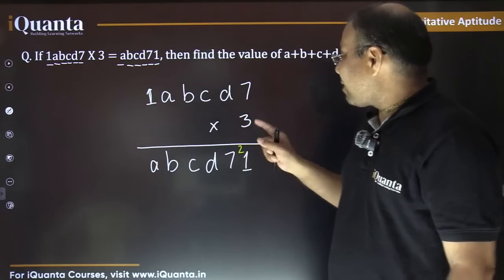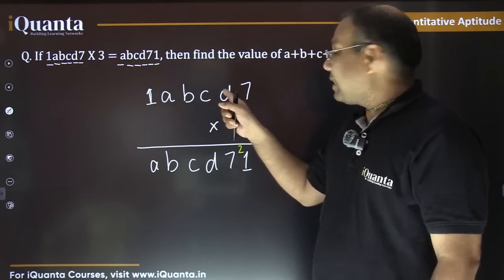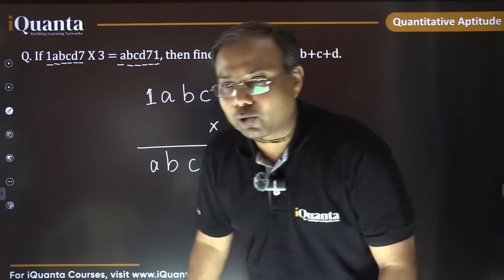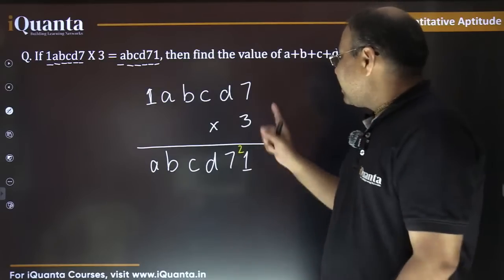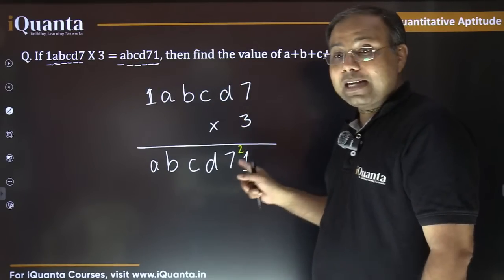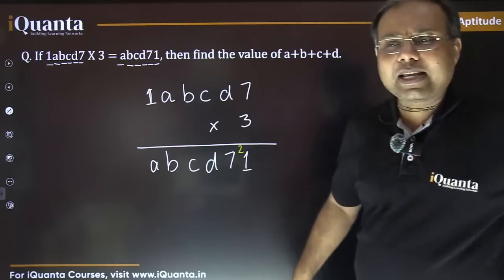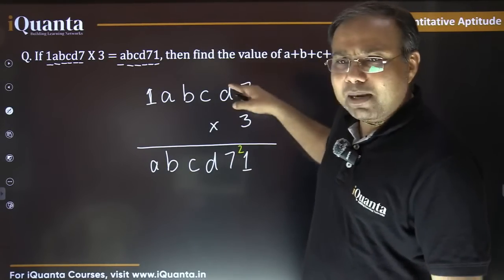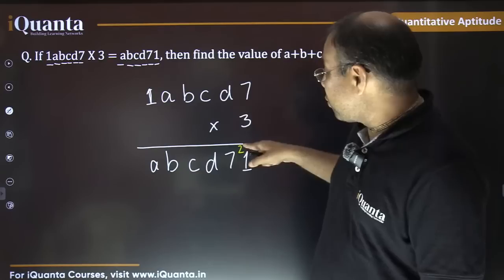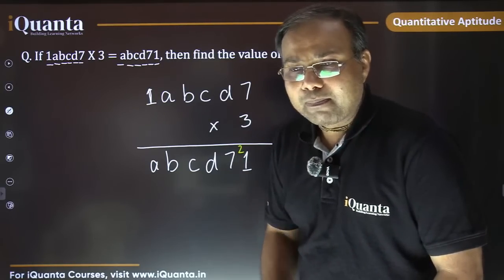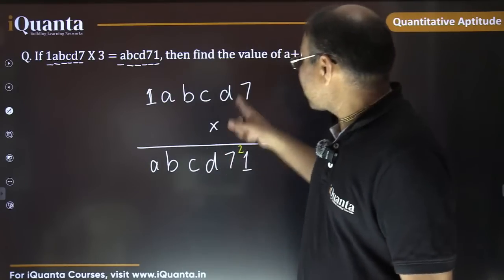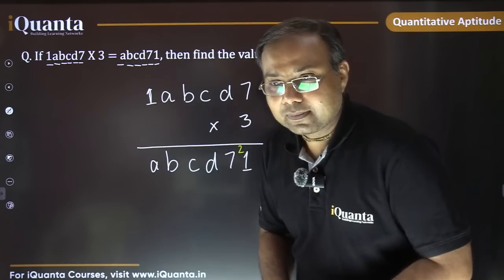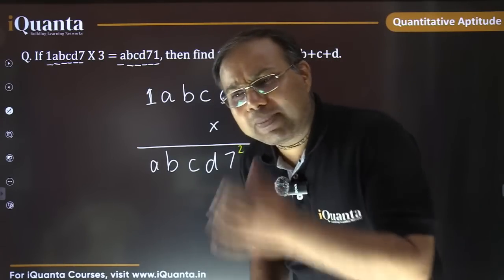Next step. Now tell me, 3 into D plus 2 must end in 7, as somebody was mentioning also. Now tell me, 3 into D plus 2 should end in 7. What can be the value of D here, so that after multiplying D by 3, if I add 2, it should end in 7? Please think and tell me the answer fast. What should be the value of D? Yes, it should be 5. Can it be anything else?